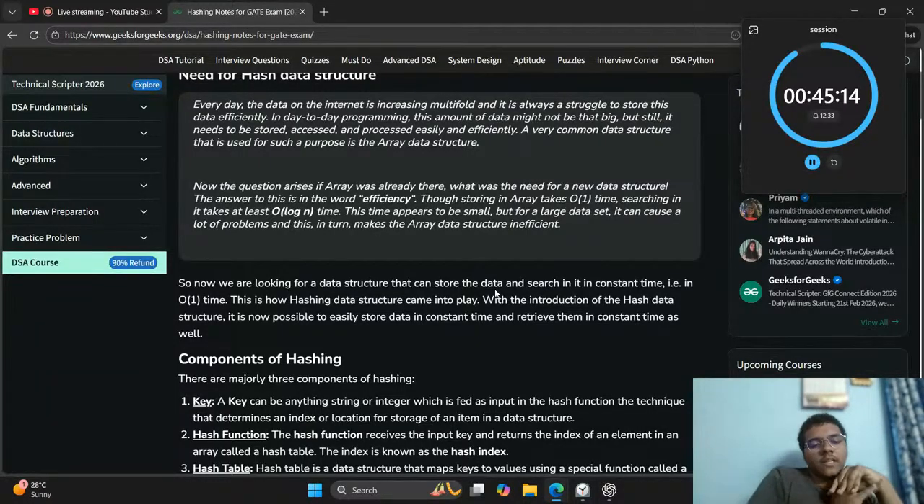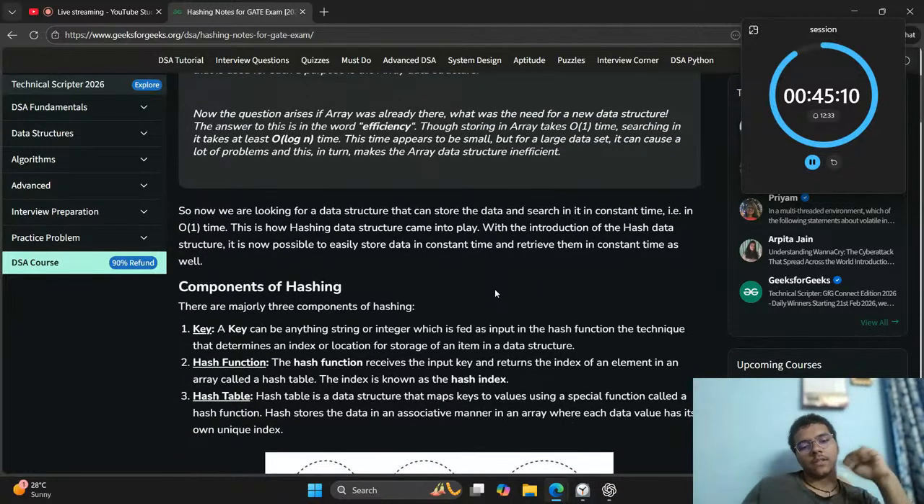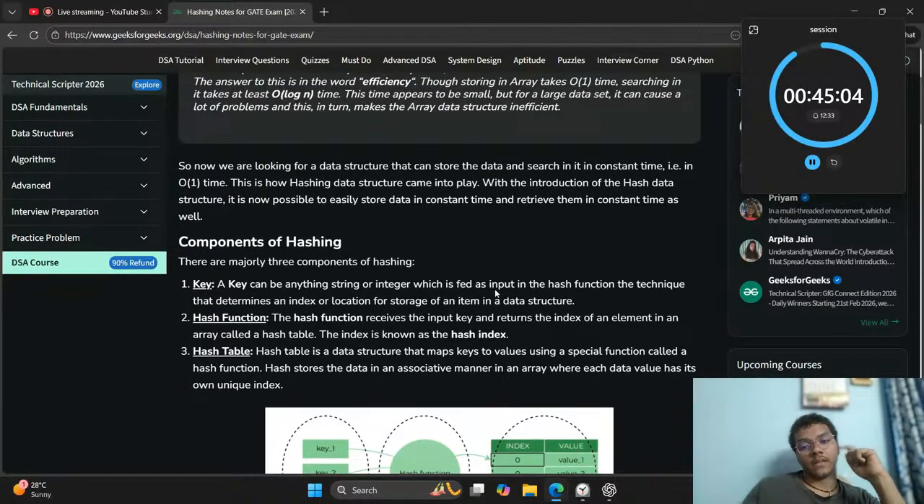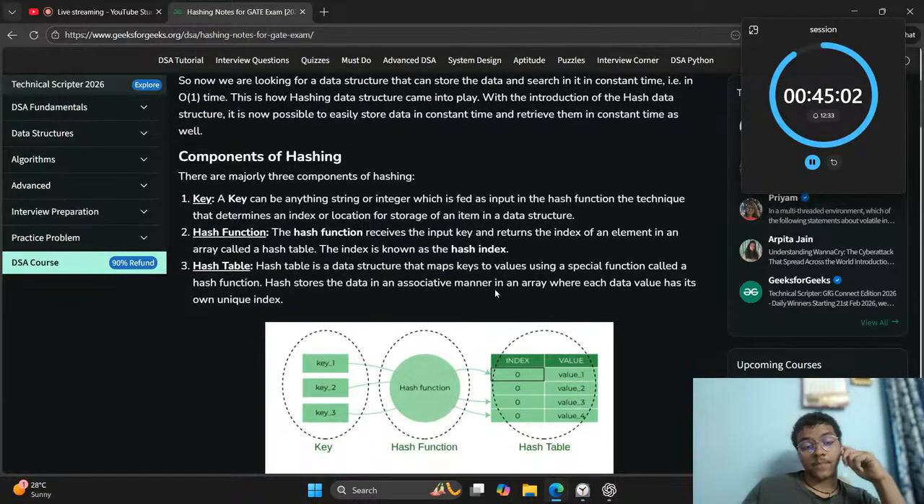So now we are looking for a data structure that can store the data and search in it in constant time. That is where the hashing data structure came into play. With the introduction of hash data structure, it is now possible to easily store data in constant time and retrieve them in constant time as well.